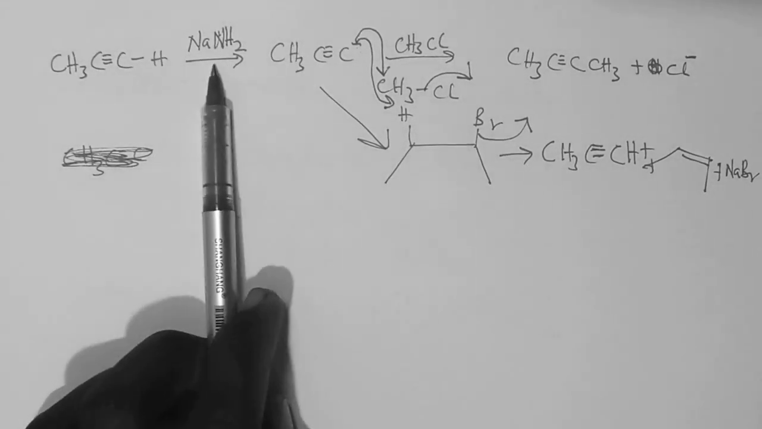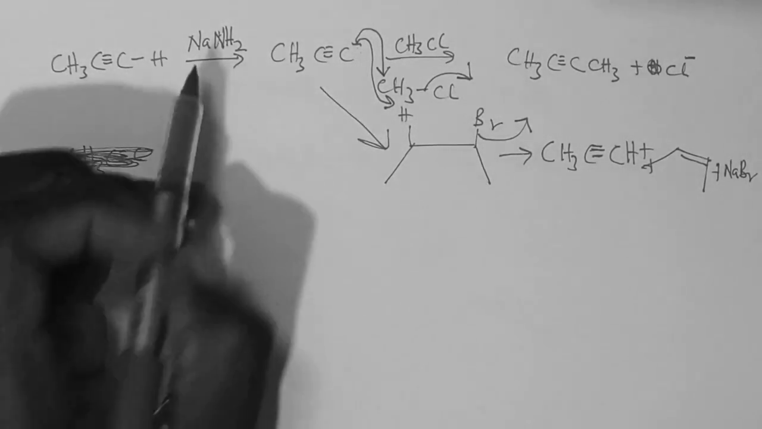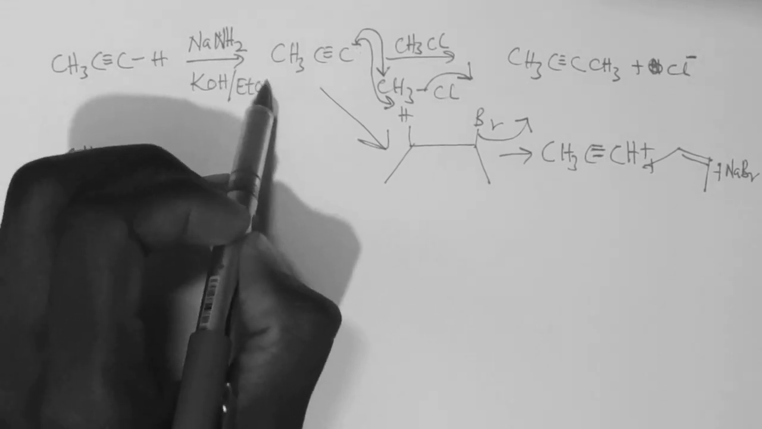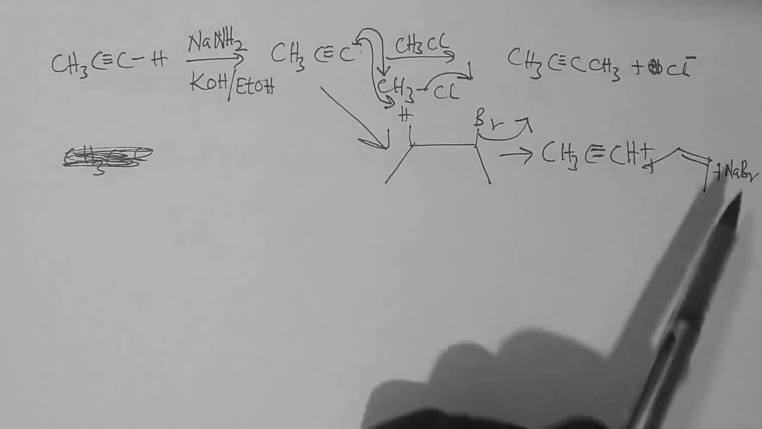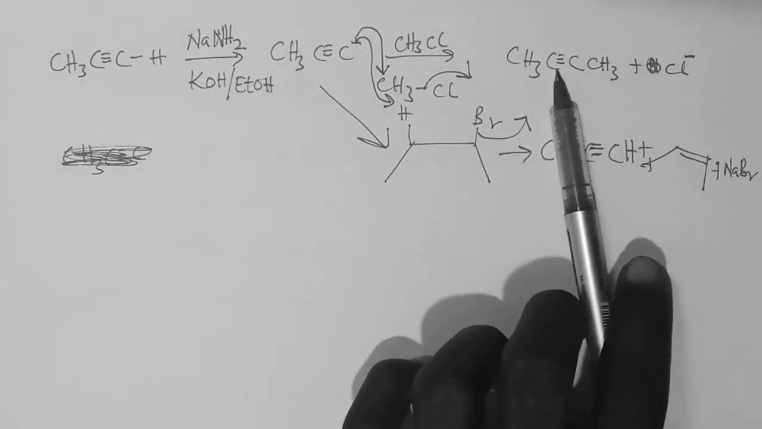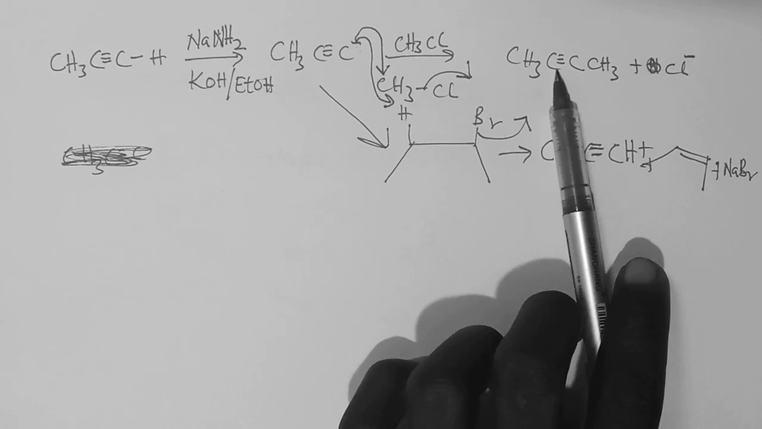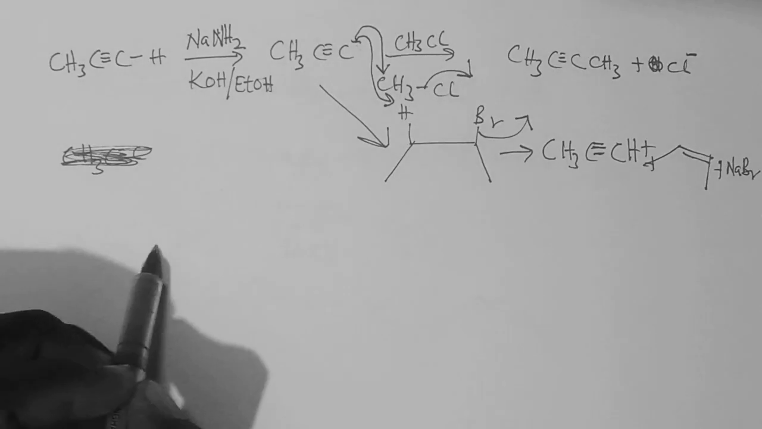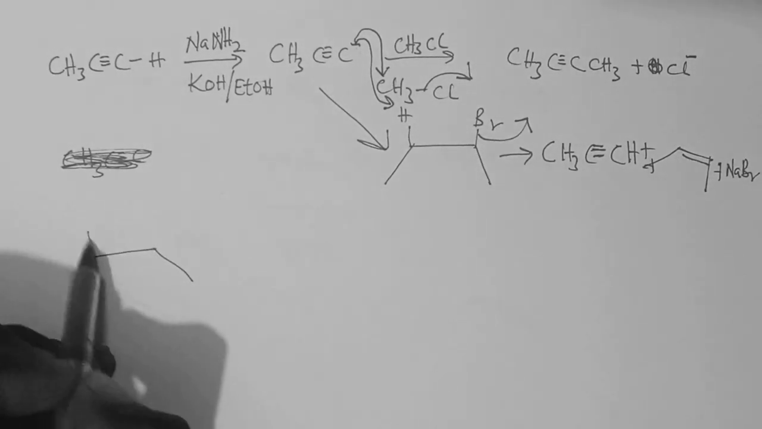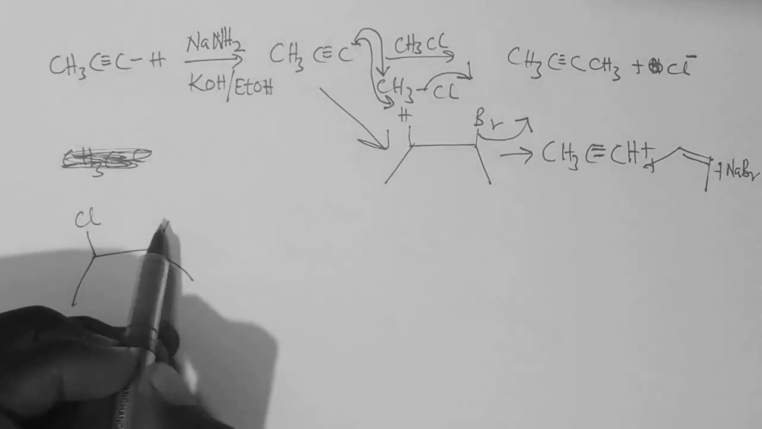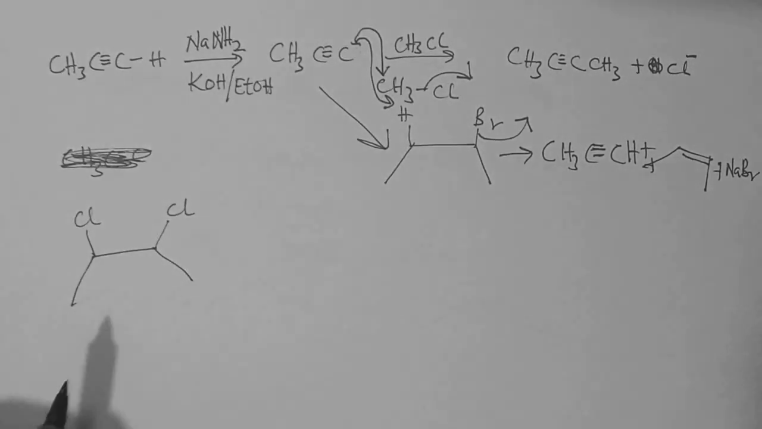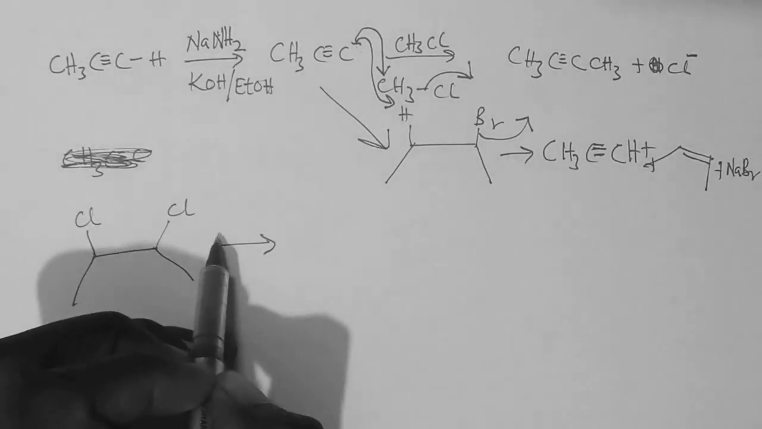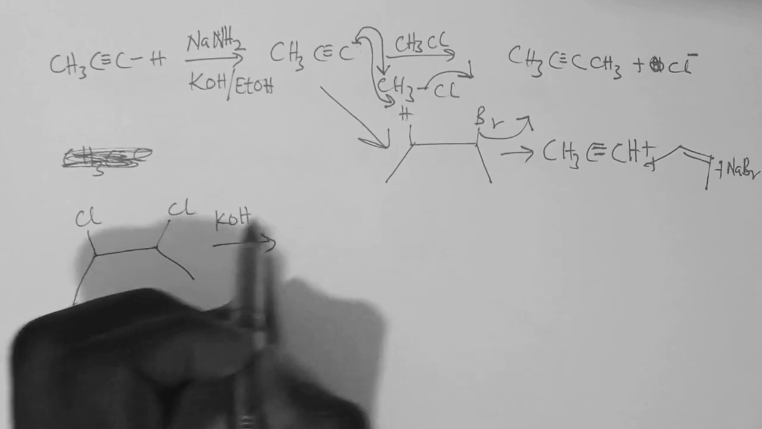So this is how to produce both an alkene and an alkyne in solution. You use a strong base like sodium amide or even KOH in ethanol. These are very strong bases. Then you can extend the chain, or you can form both an alkyne and an alkene in solution. If you have a vicinal dihalide on an alkane, you can convert it to an alkyne by first converting it to a haloalkene.